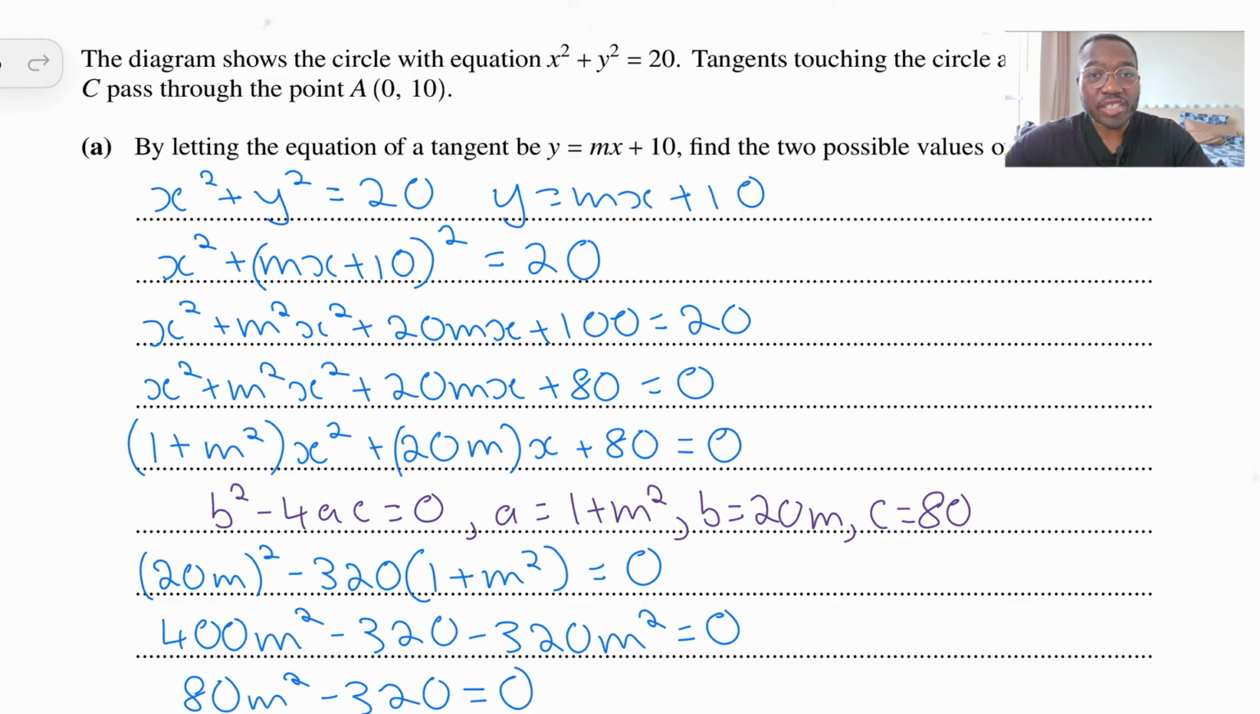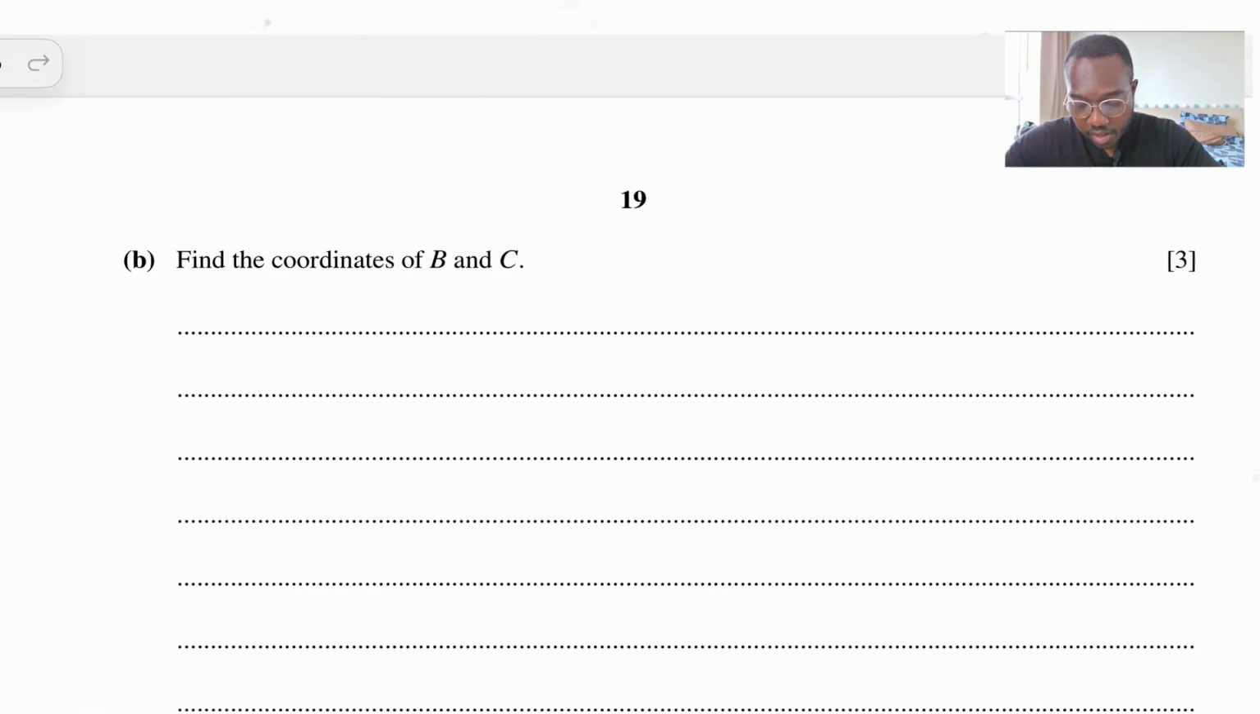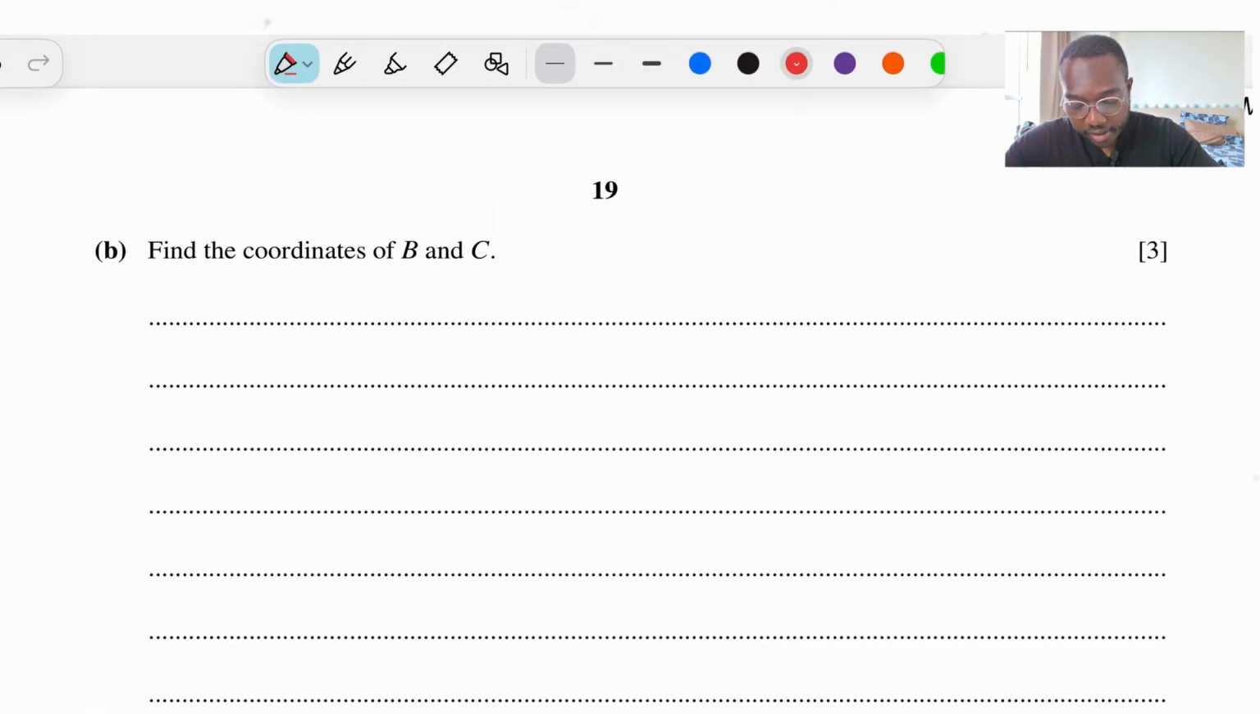It'll give us the quadratic equation, and then we should be able to simplify that down and get a value for x. We can just solve, get a value for x, and then in turn get a value for y as well. So that's what we're going to do. So again, if I just write that here, it was (1 plus m squared)x squared plus 20mx, and then plus 80.